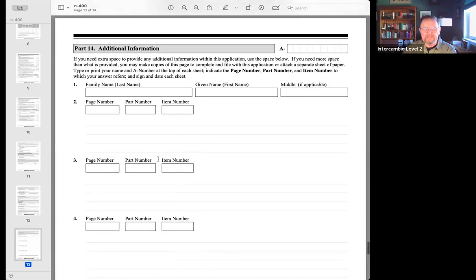And then part 14 is where you provide additional information, that maybe you have 4 kids instead of 3, or you've lived in 8 places instead of whatever number they gave you, or you've been outside the country more than 6 times. This is where you would provide that information, okay? And you reference the page number, the part number, the item number, or the question number here, and then give them exactly the same information they were asking in that section.